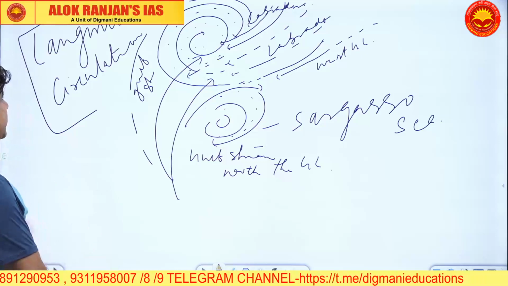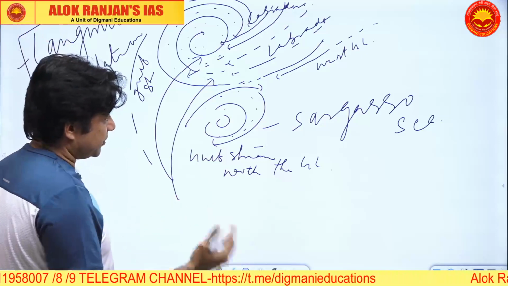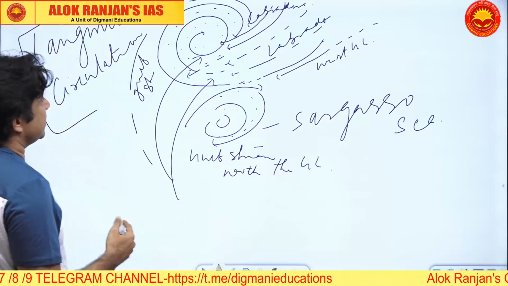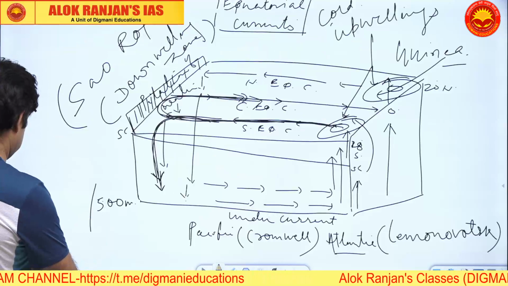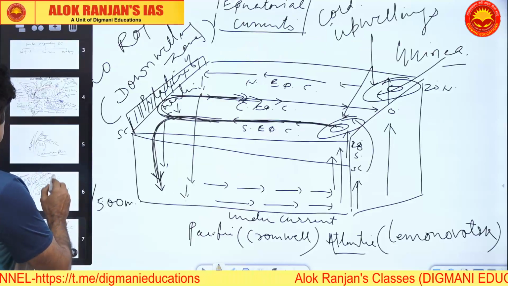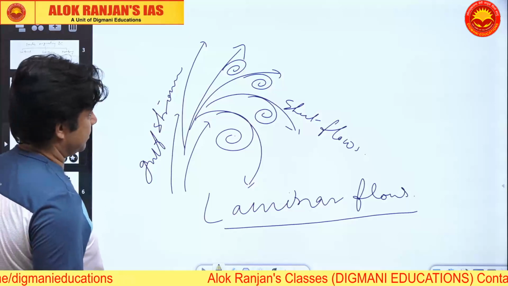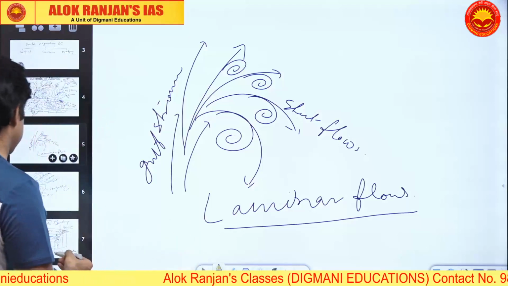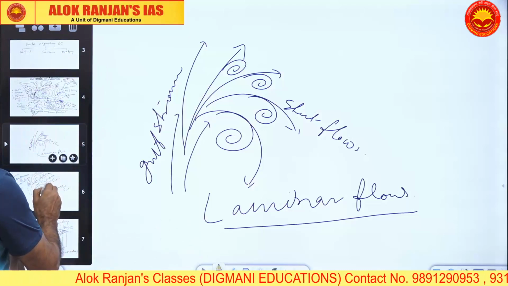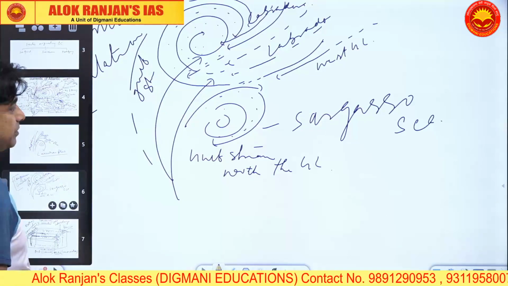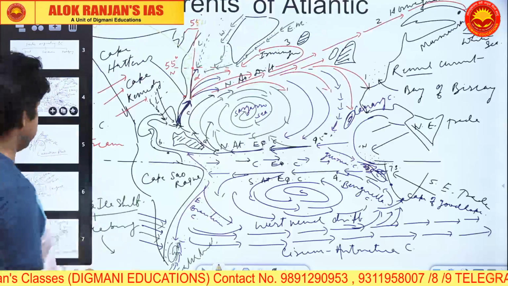So this is your Langmuir circulation, so you have to remember it. This must be coming in the examination. Sargasso Sea has already been asked, and this eddy formation, the laminar flows of the Gulf Stream. Okay, the sheet flow, laminar flow. Then I talked about the Gulf Stream, and this was your Langmuir circulation. So remember all these. And now going into this diagram again.